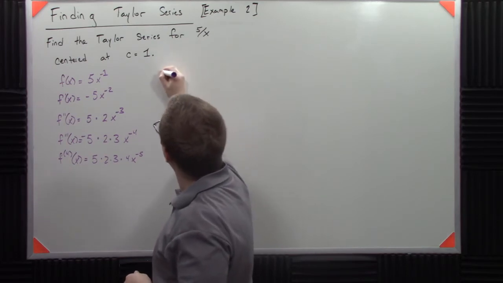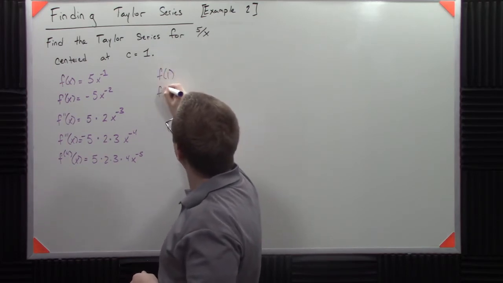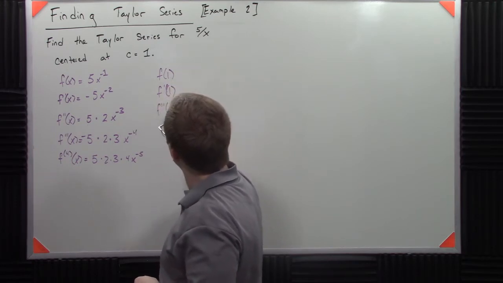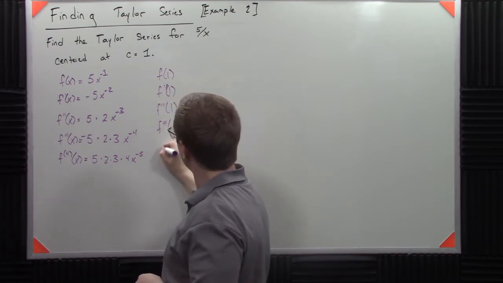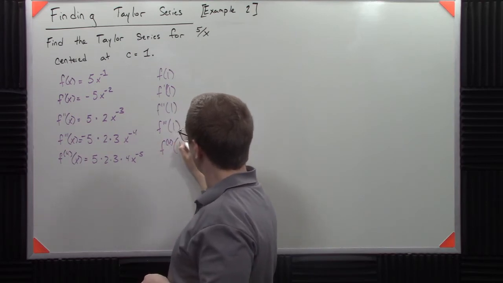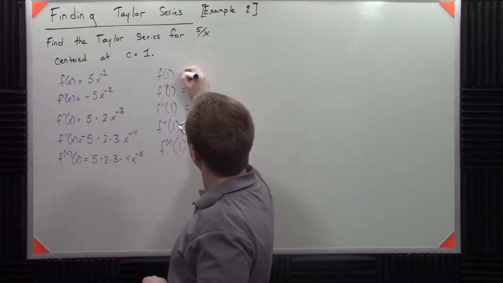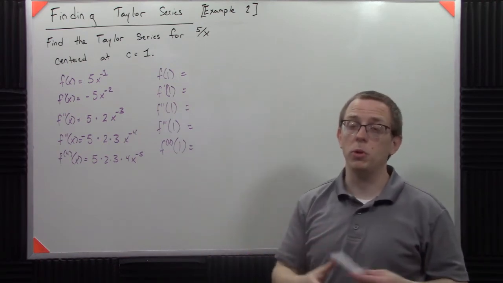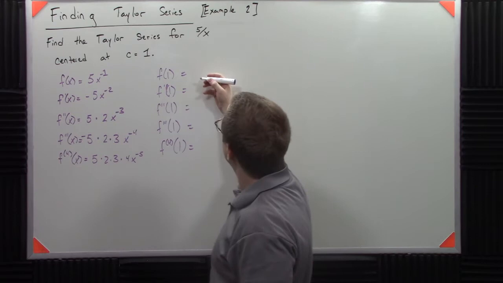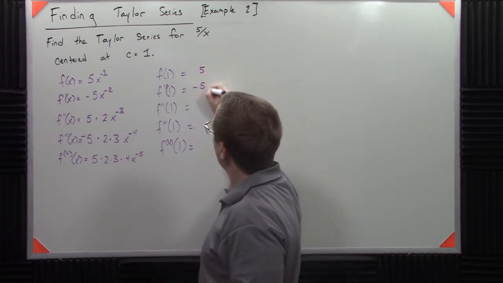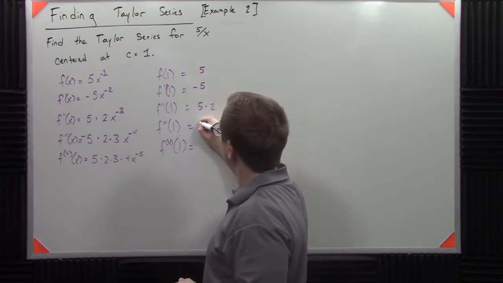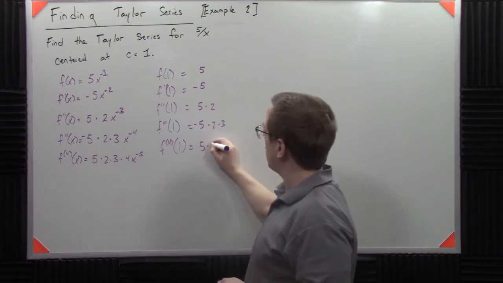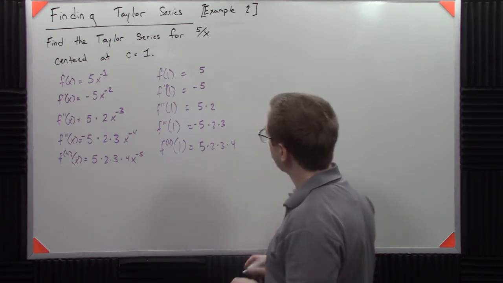So if I plug in 1, clearly, anywhere I see an x, if I replace it with a 1, it's just like the x isn't there. So you end up with 5, negative 5, 5 times 2, negative 5 times 2 times 3, 5 times 2 times 3 times 4.